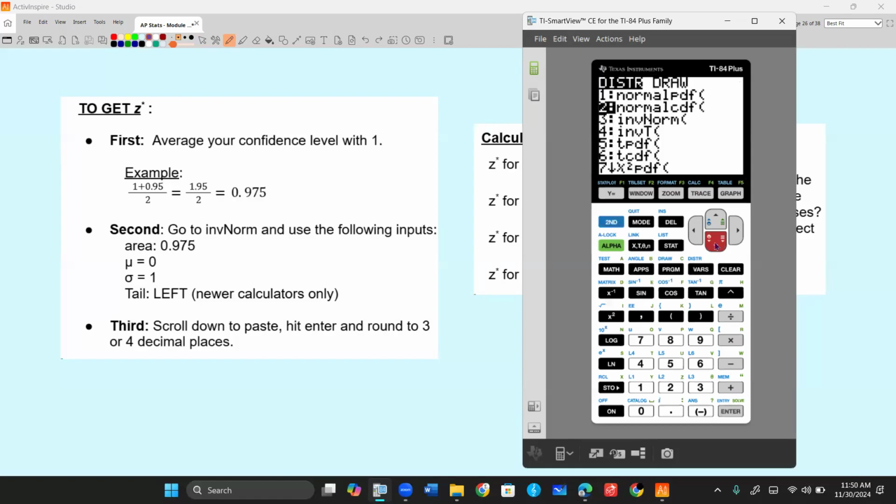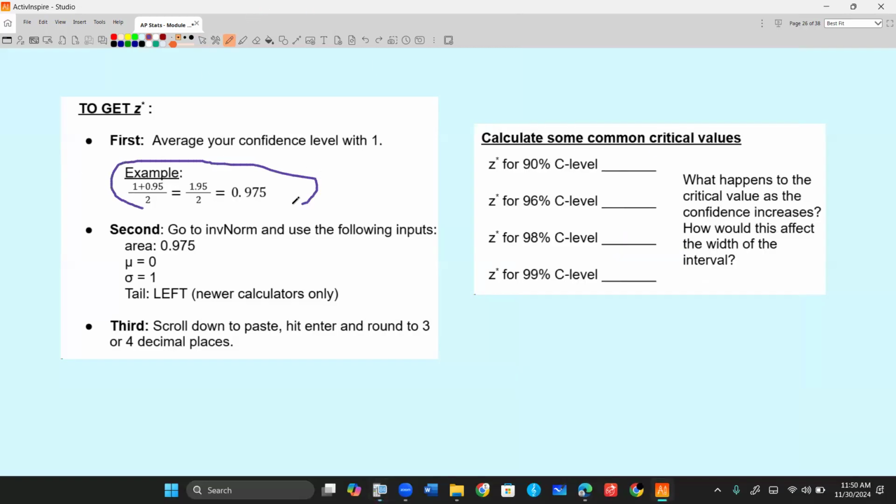You can also do it by going to inverse norm and doing 1 minus 0.95 divided by 2. Well, that gets you the negative z-score, but it's still 1.96 because these are perfectly symmetric. So you have a couple different ways to do it. By default, I'm going to usually refer to this method because this works for all calculators, and you'll get your 1.96 this way. So for some popular confidence levels, obviously for a 95% confidence level, it is going to be 1.96.